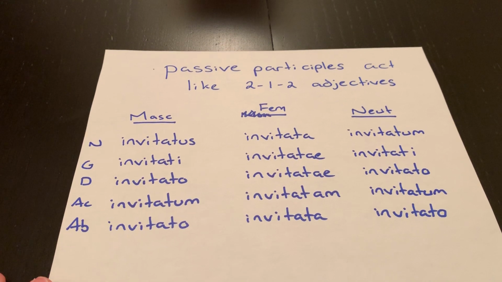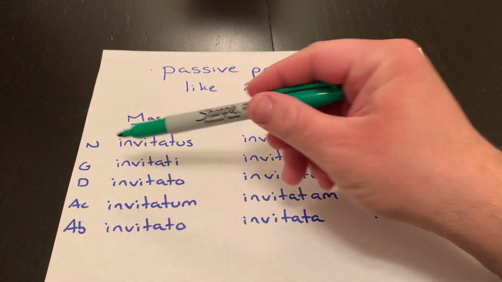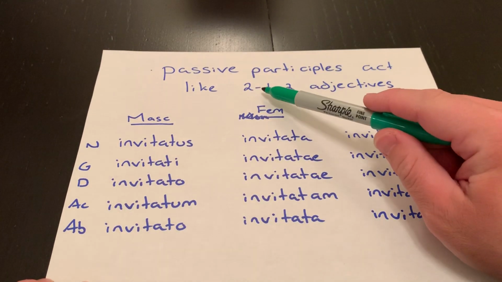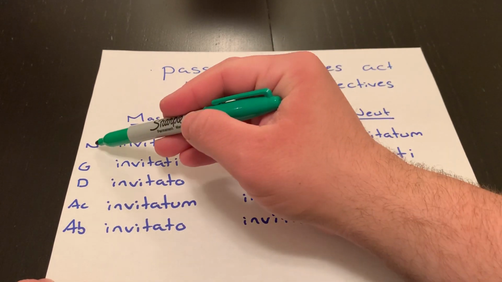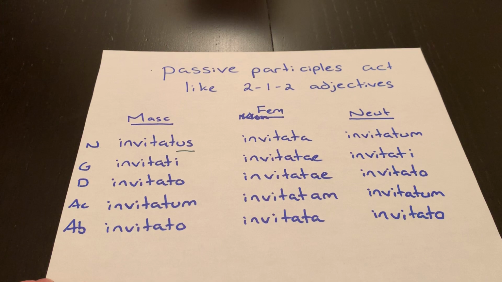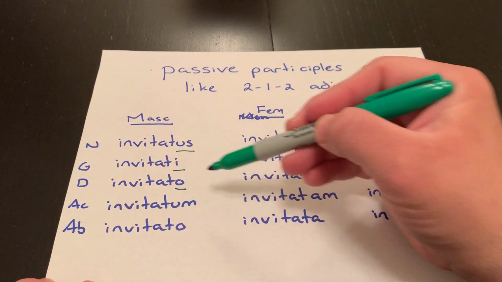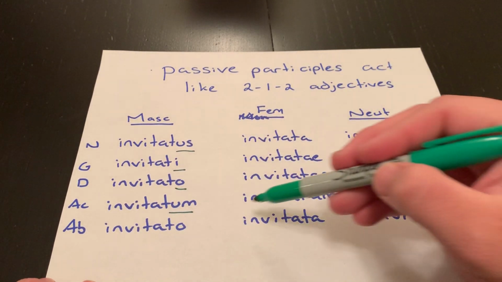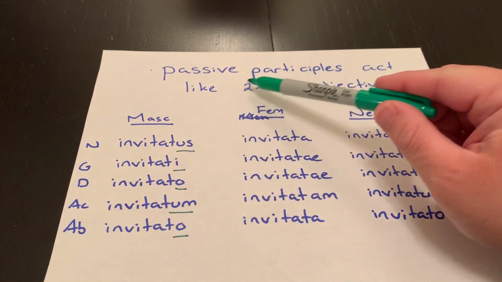And remember that passive participles act like 2-1-2 adjectives. So this is going to look exactly like if we had the adjective magnus, or iratus, or litus, or bonus. We can have all of the different cases, and we're going to use first and second declension endings. So if we want a masculine nominative singular participle, it would be invitatus. If we want a genitive, it would be invitati. Dative invitato, accusative invitatum, ablative invitato. And those endings, again, are coming from second declension because it's like a 2-1-2.